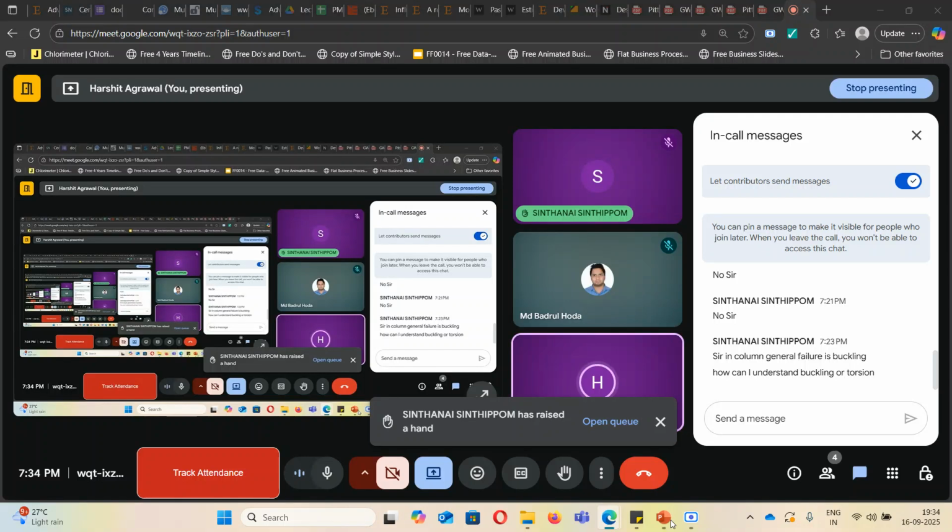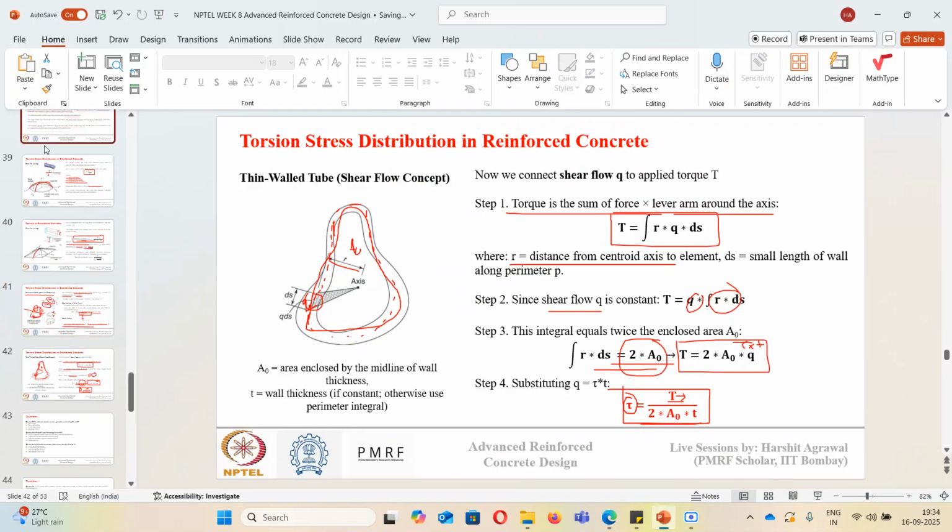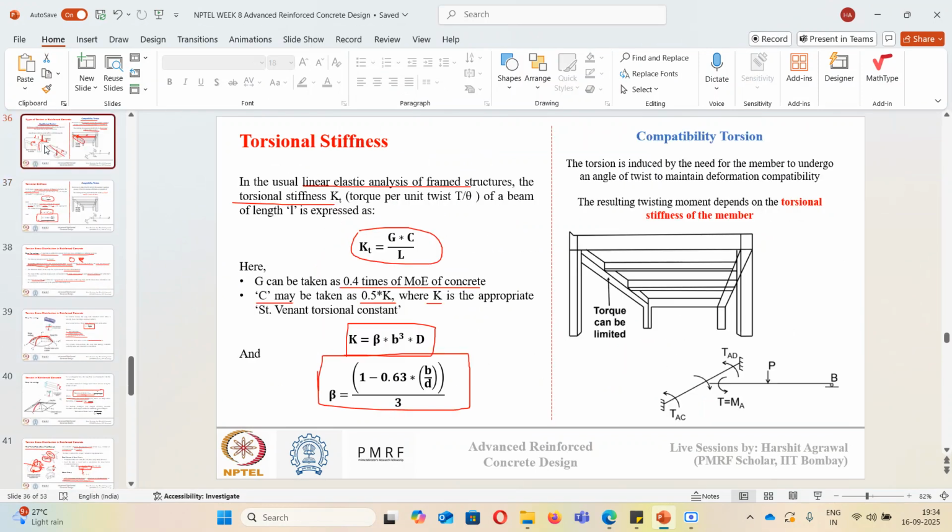If you see on this slide again, you could have unmuted and spoken at that time.